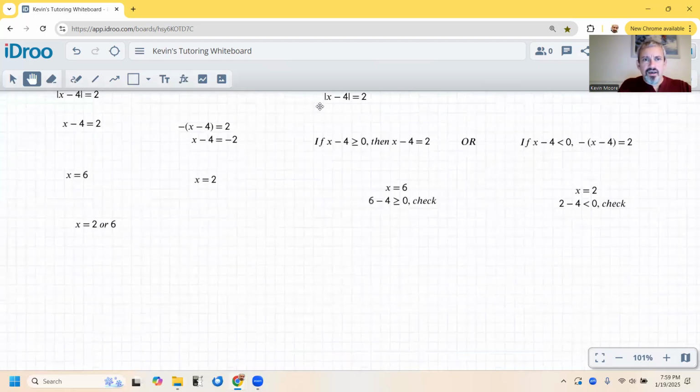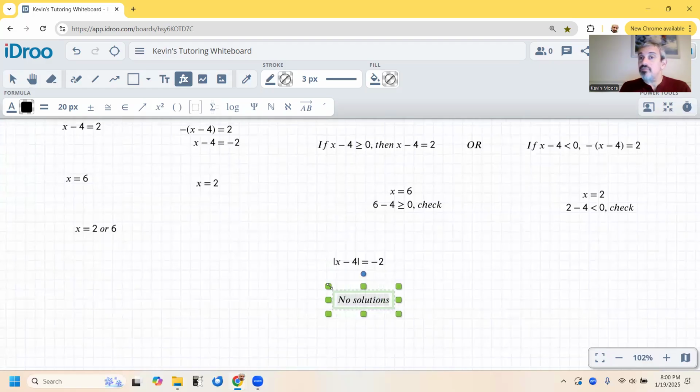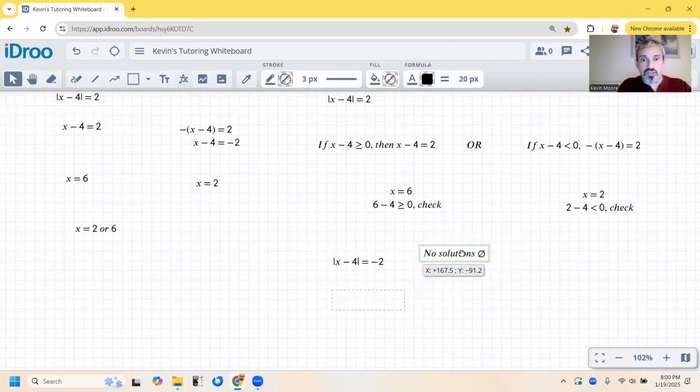Let's say I have the absolute value of x minus 4 equals negative 2. Now, what I want you to do is realize, hey, the absolute value is always going to be positive. So this has no solutions. And I want you to just be able to say that without thinking about it. However, if you didn't immediately see that, this is the null set symbol right here. If you didn't immediately see that this has no solutions, which I recommend, you can write this out just like we did before.